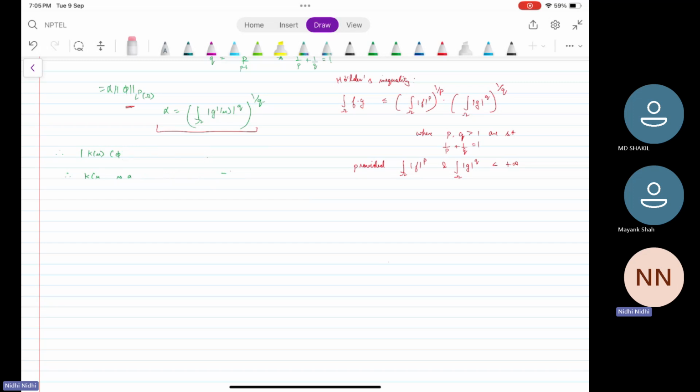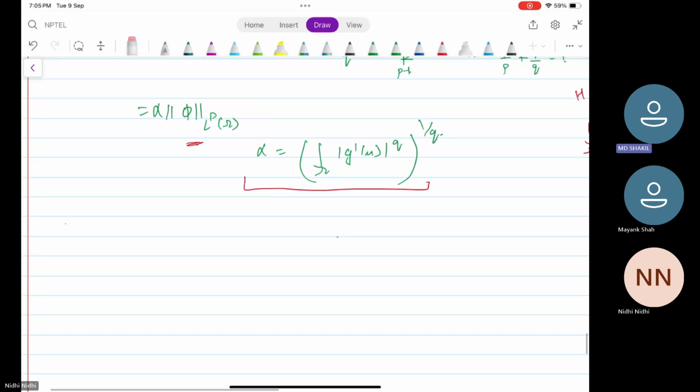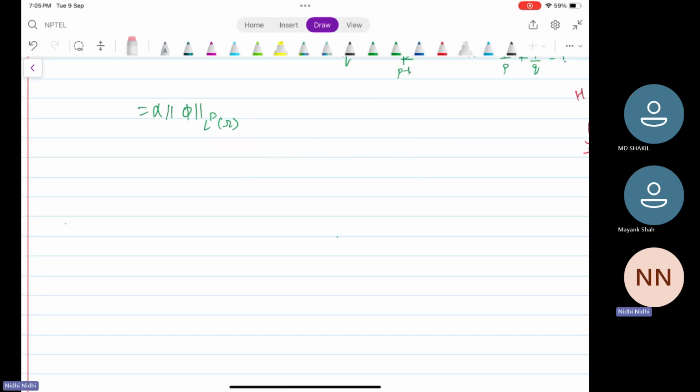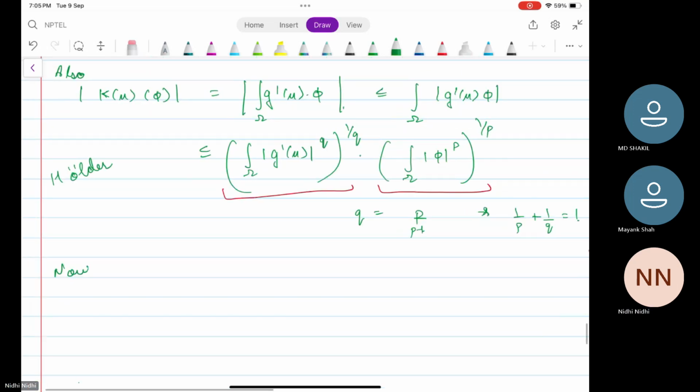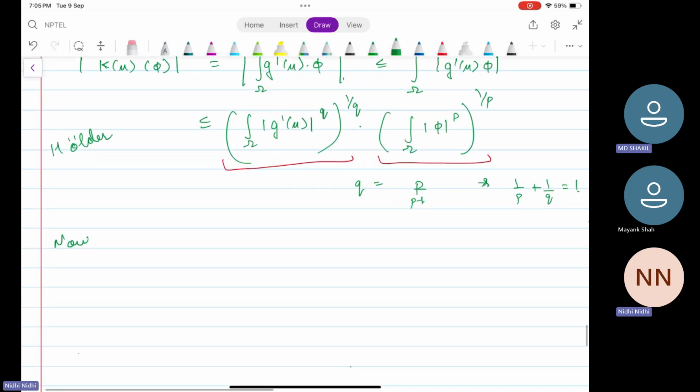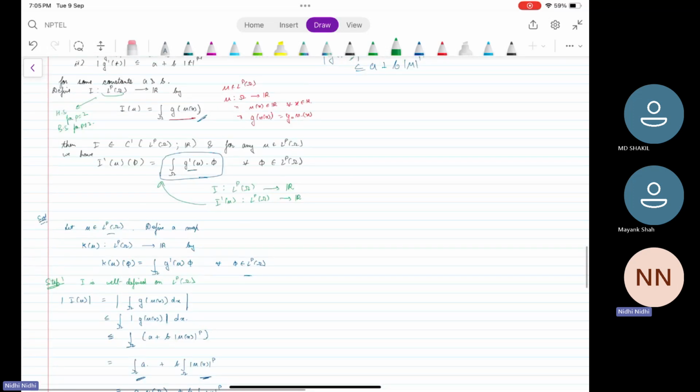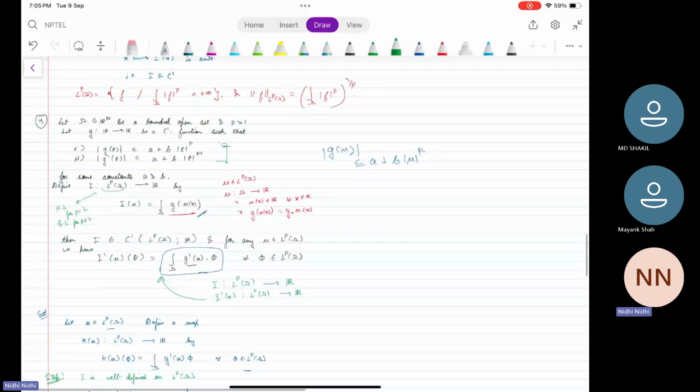Basically, that comes due to the growth of the function g. And what is growth? I'll tell you. So now, till here it is fine, no? Yes, ma'am. We have the integral over Ω of |g'(u)|^q. These growth conditions we were given already.